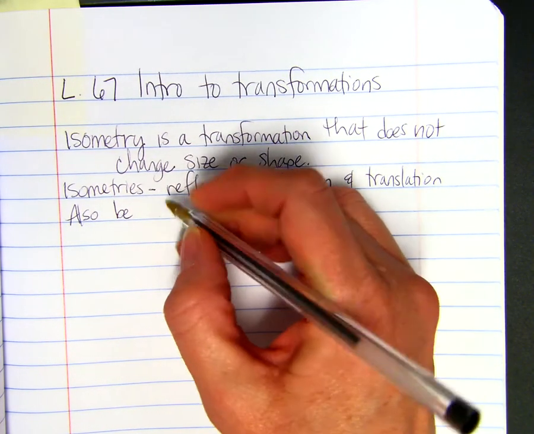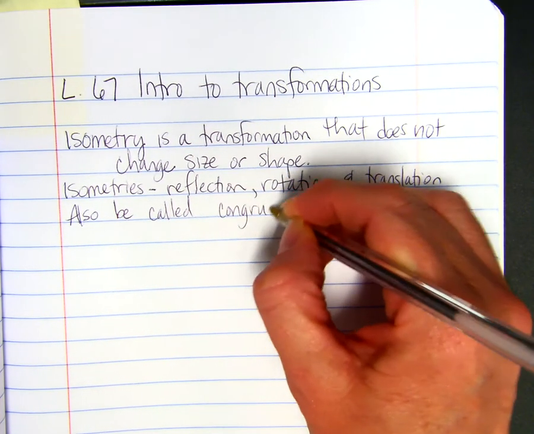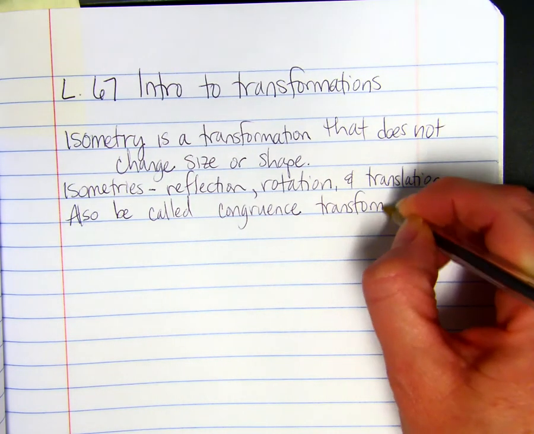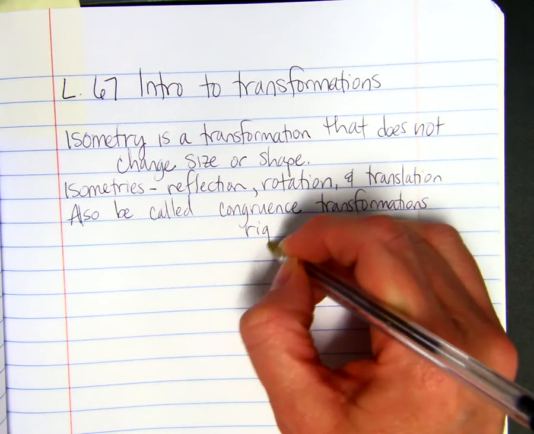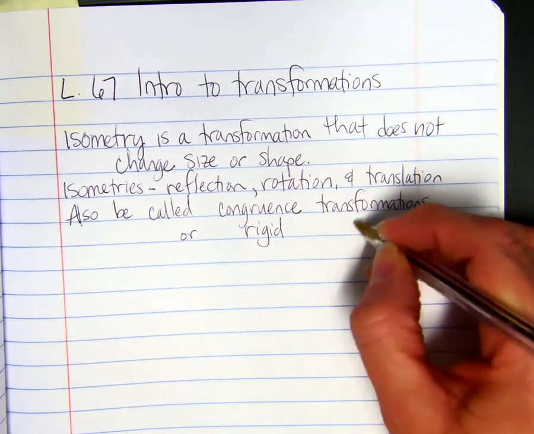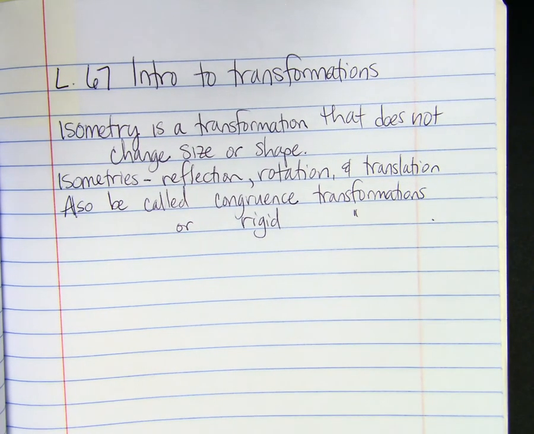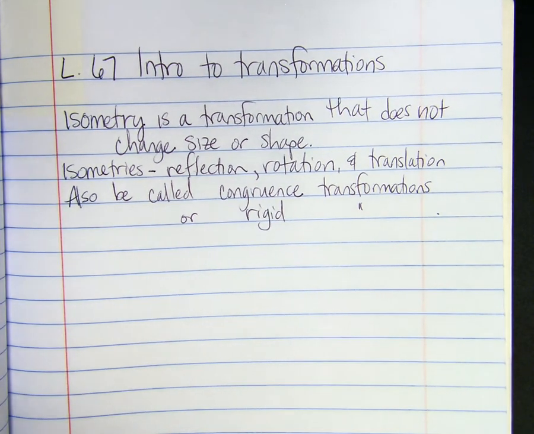So it can also be called congruence transformations or rigid transformations. I think it's just easier to say isometry. Yeah, totally. Transformation is such a long word to write.